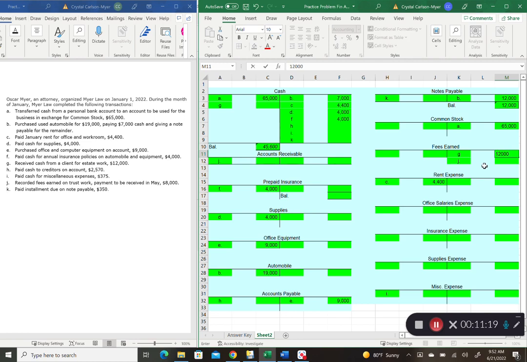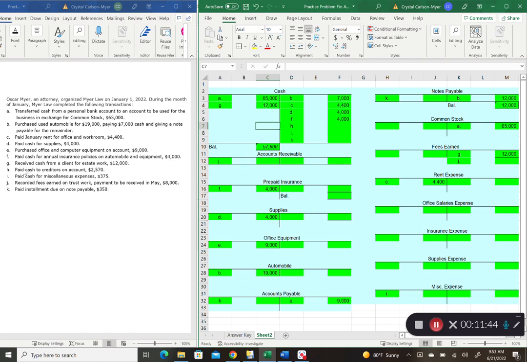So I need a credit for this. Let's see what it says. They received cash, so that's easy. Our cash account went up by $12,000. So I'm going to go ahead and put that up here. So I have at least one debit, at least one credit, and they balance. So I received cash for work that was performed.